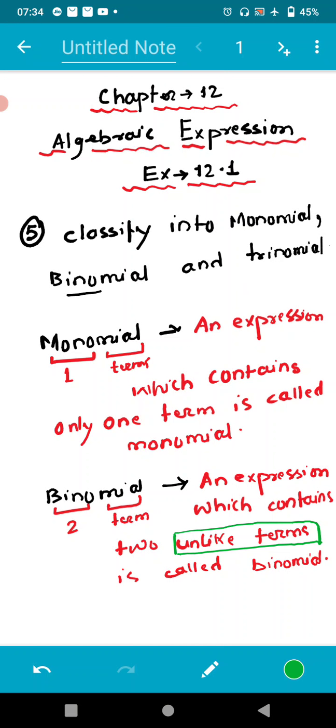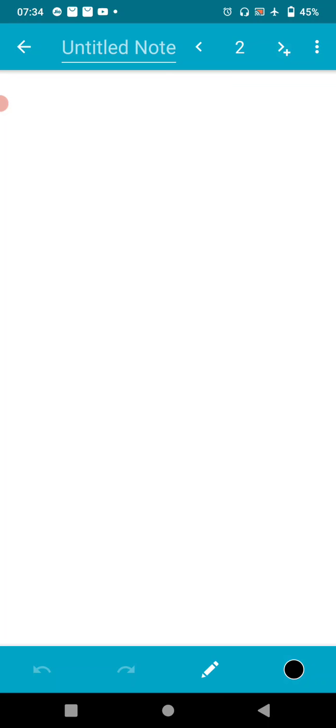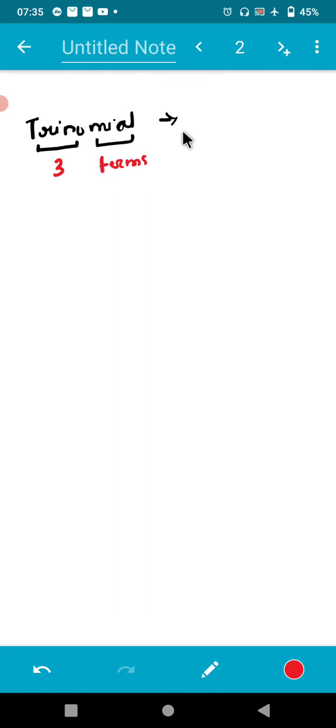Now let us see what is trinomial. So again, trinomial is a combination of two words, trino and mial. Trino means three, mial means terms. So an expression which contains three terms, or you can say three unlike terms, is called trinomial, isn't it? As simple as this.